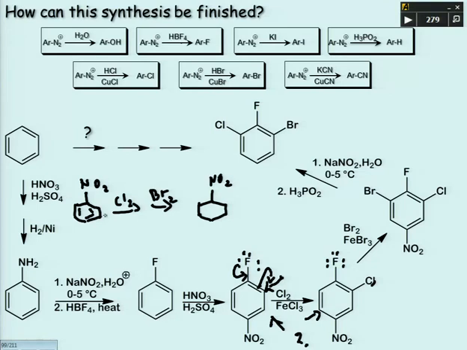Where's the chlorine going to go? It's going to go in the meta position. So it's going to come down here. The chlorine's going to come down here. Now what are you going to do next? Reduce the NO2 group. I'm running out of room here. Reduce the NO2 group to, and then what? Give me the whole thing. And then attack it with the HBF4.